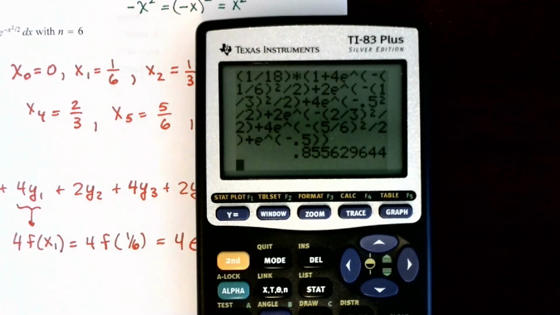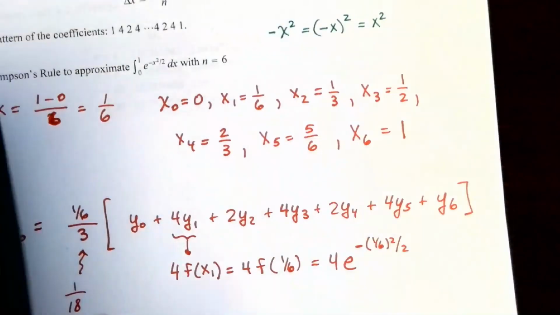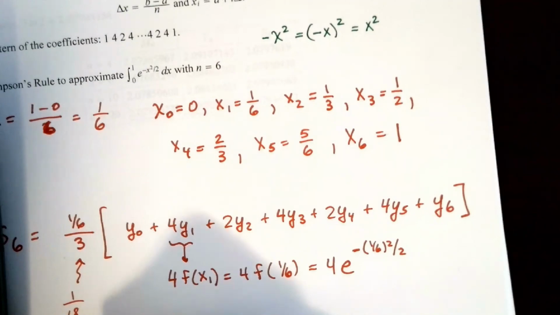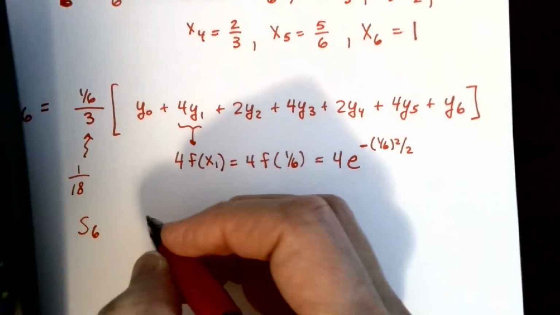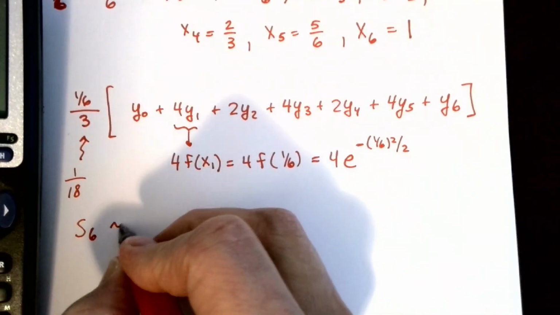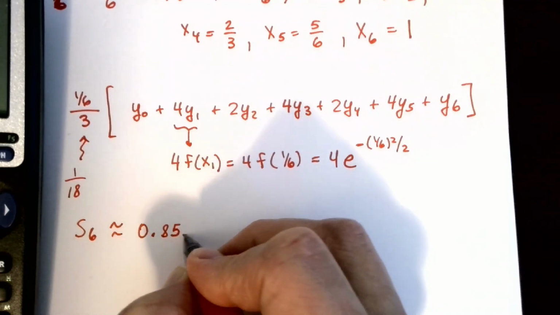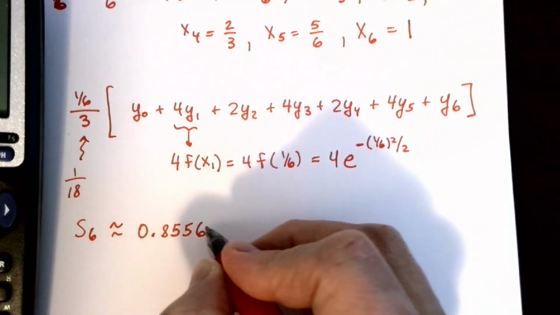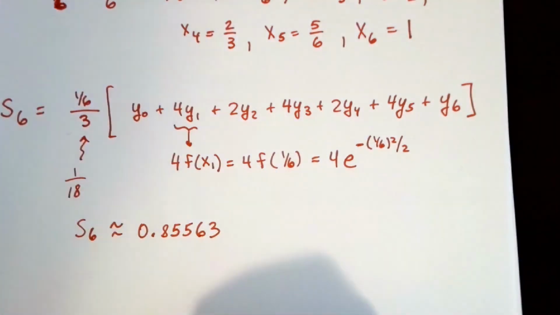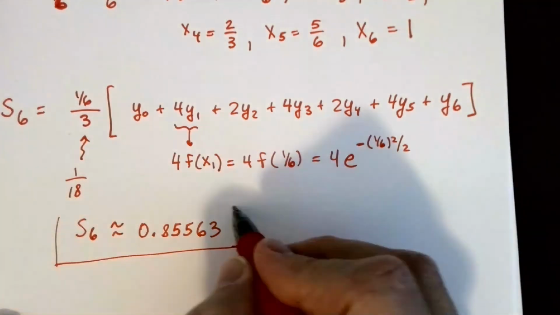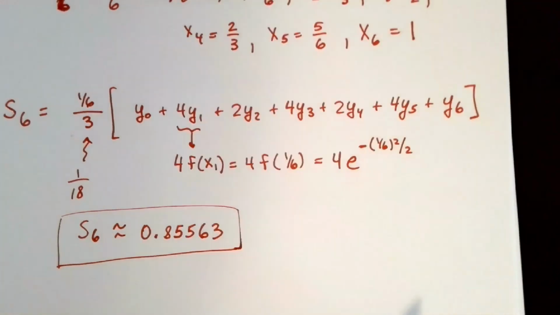All right. So with the calculation I got was 0.8556. We'll round it off to. So that's the calculation. Right.